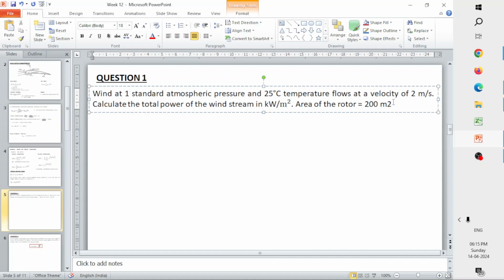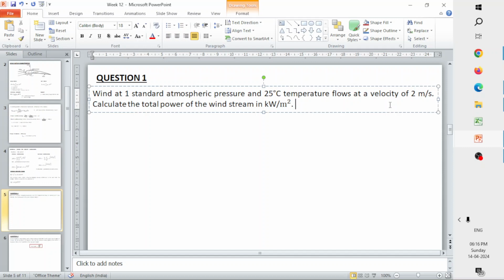So you are actually asked to calculate the... Oh yeah, okay, I didn't actually see this. So then this is not actually required. So area of the rotor will not be required, since for the total power of the wind stream they are asking you to express it in terms of kilowatt per meter square. So area of the rotor will not be required.